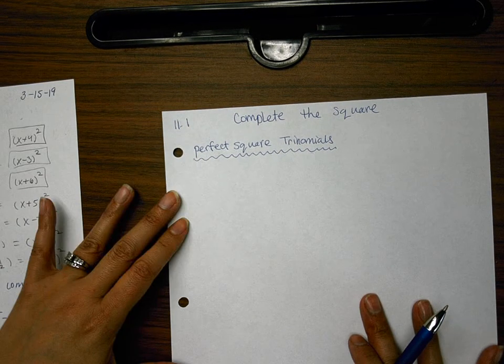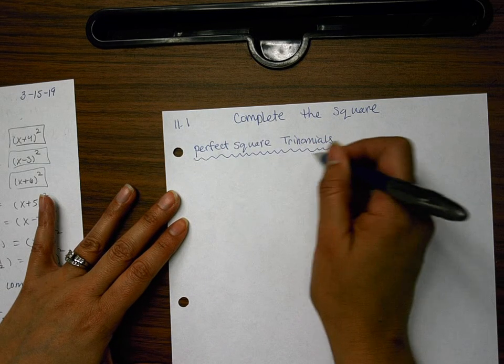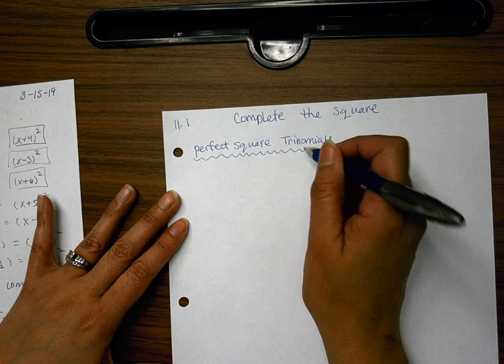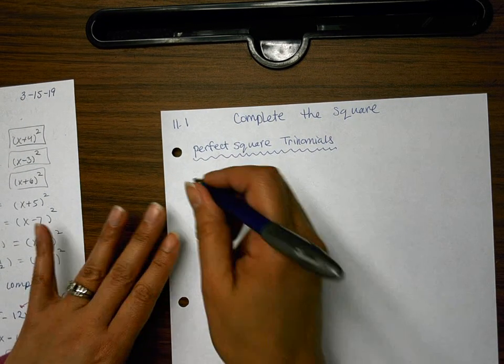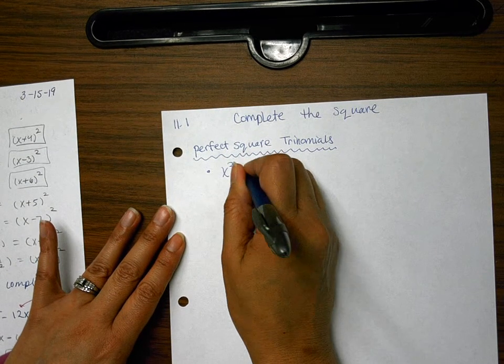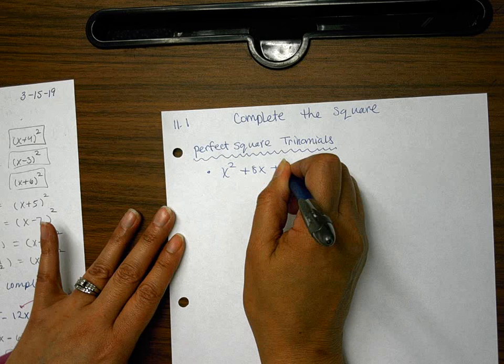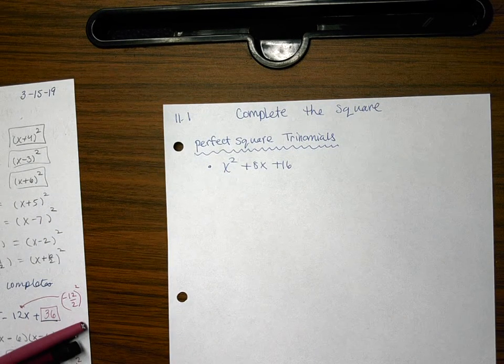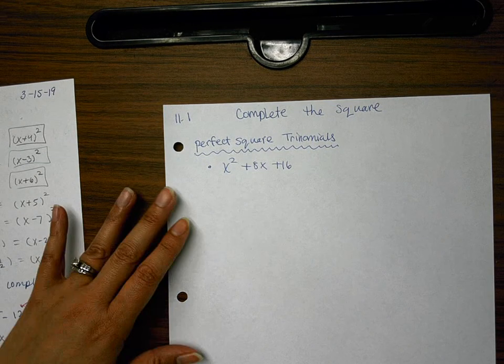Okay. A perfect square trinomial is a trinomial. Remember, polynomials with three terms are called trinomials, and we're still dealing with the quadratics, the x squared ones. x squared plus 8x plus 16. That's an example of a perfect square trinomial.